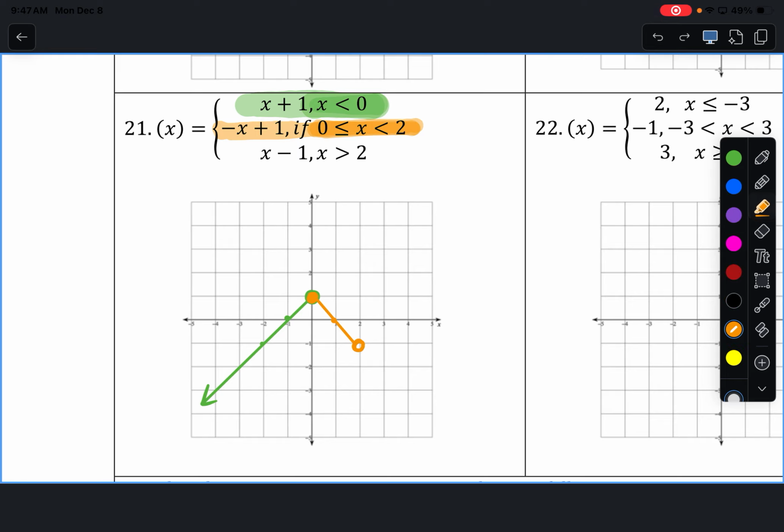For the third piece, we have x minus 1 if x is greater than 2. What is our y-intercept there? Negative 1. What's our slope there? 1 over 1. Where does this line need to start, at what x value? At 2. Is it going to go to the right or to the left of 2? Right, because it is greater than. Will that be an open or closed circle? And we erase any points we don't need. That is what our graph should look like.